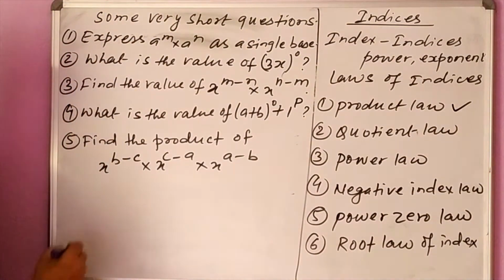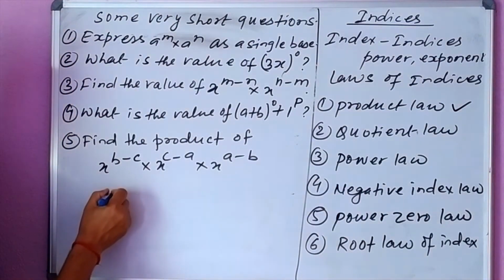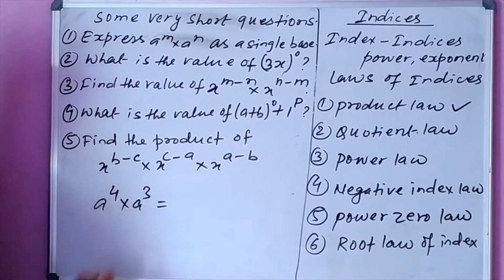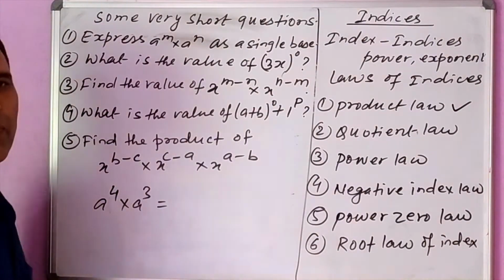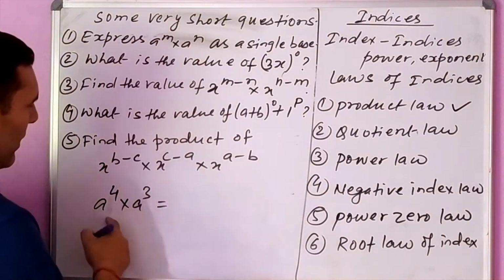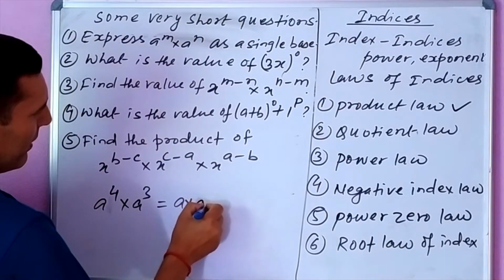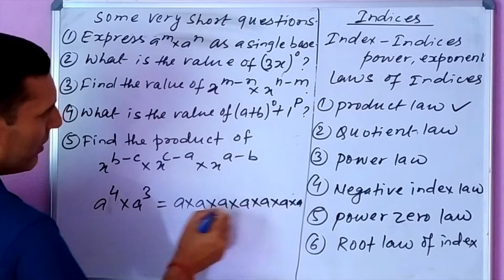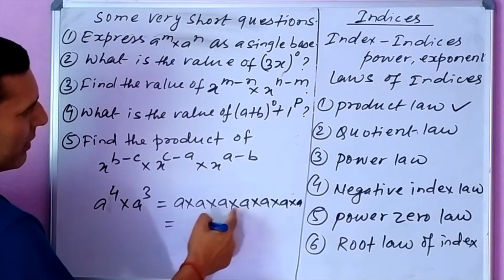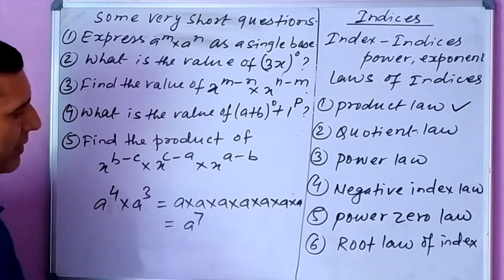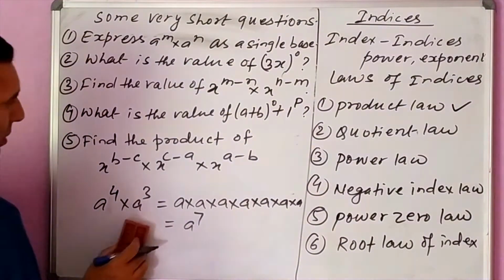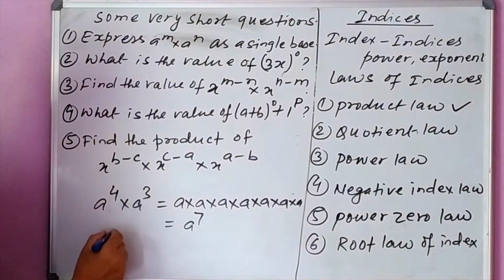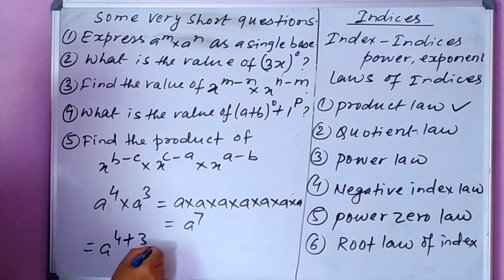So what is the product law? If we have a to the power 4 into a to the power 3, what will be the product? A to the power 4 is a into a into a into a, and a cube is a into a into a. So altogether how many a's? 1, 2, 3, 4, 5, 6, 7. A to the power 7. The same thing, without doing so, we can write a to the power 4 plus 3. So it is a to the power 7.